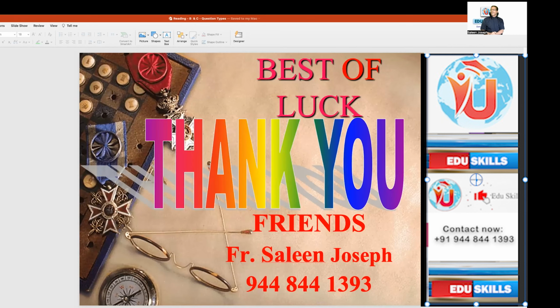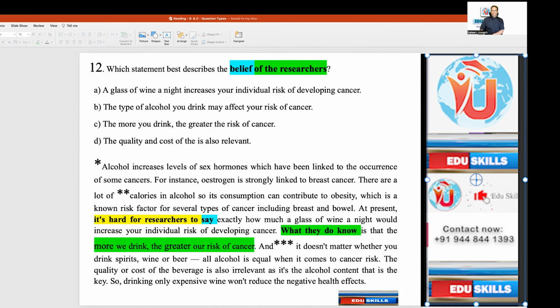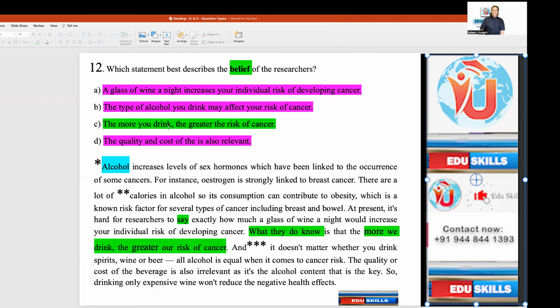The more you drink, the greater the risk of cancer. We are not focusing on the answer, but I'll tell you. The more we drink, the greater our risk of cancer. Here it is said that the more we drink, the greater the risk of getting cancer. What they do know, the opinion, is that the more we drink, the greater our risk of cancer. This is the correct answer, C.